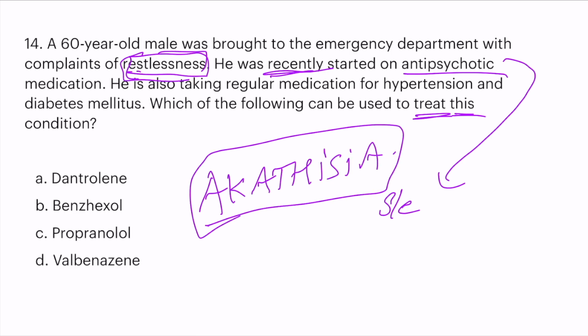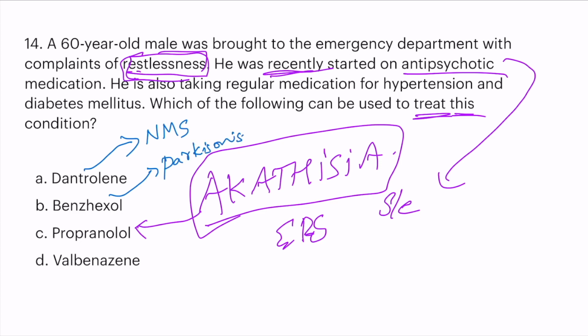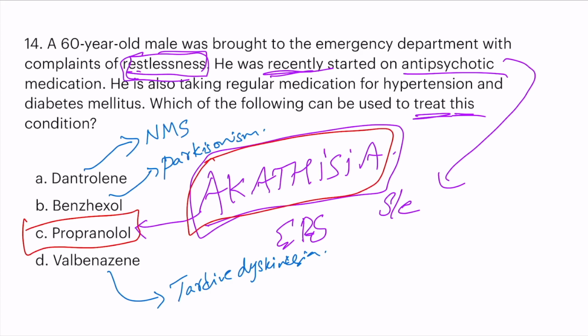So this is the most common extrapyramidal side effect of antipsychotic medications, and for akathisia the treatment is propranolol. When you look at the other options, dantrolene is used in the treatment of neuroleptic malignant syndrome. Benzhexol is used in the treatment of Parkinsonism induced because of the antipsychotic medications. And valbenazine is used for the treatment of tardive dyskinesia. In this, we'll see orofacial abnormalities. So here the diagnosis is akathisia, and for the treatment we use propranolol. That becomes the answer.